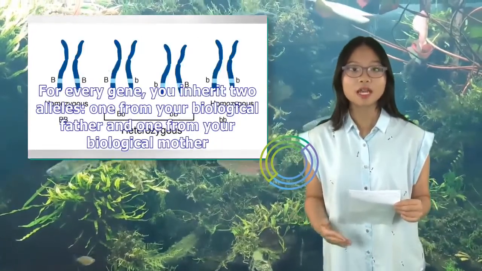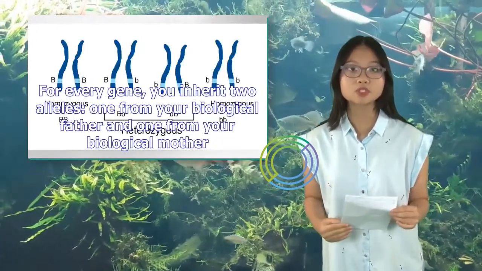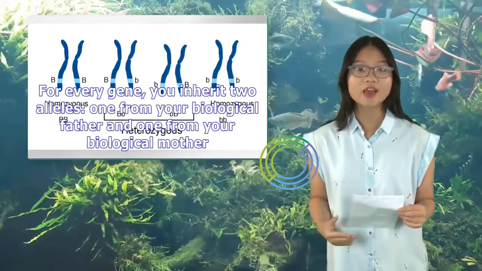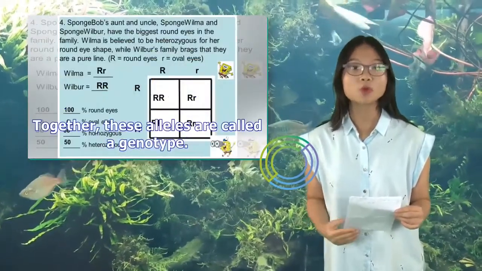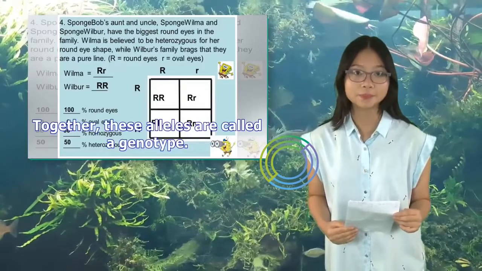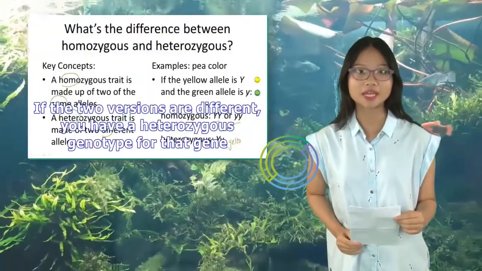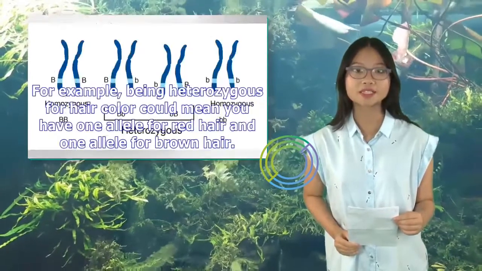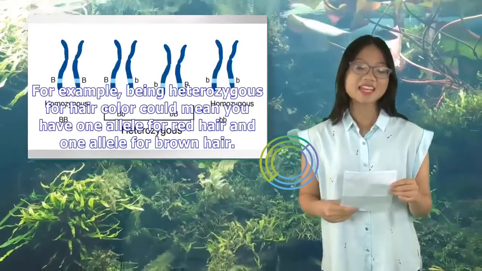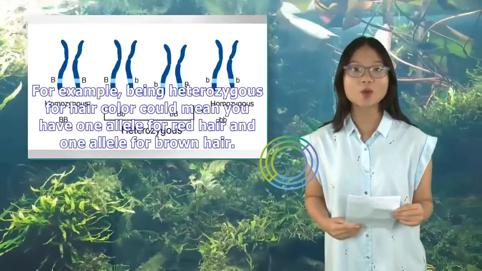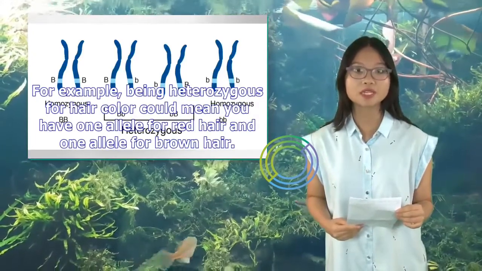For every gene, you inherit two alleles, one from your biological father and one from your biological mother. Together, these alleles are called a genotype. If the two versions are different, you have a heterozygous genotype for that gene. For example, being heterozygous for hair color could mean you have one allele for red hair and one allele for brown hair.